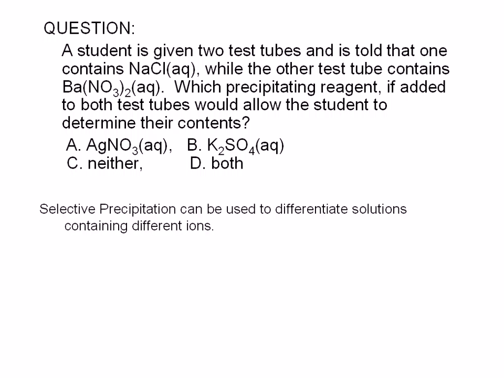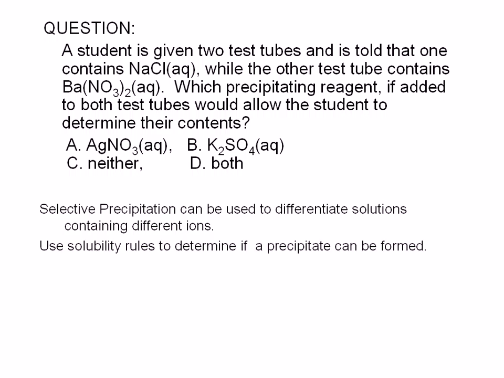A common way to differentiate solutions containing different ions is to add reagents that will cause precipitation in one but not the other. To predict if precipitation would occur, we use the solubility rules. Let's examine choice A. What would happen if we add silver nitrate to the two given solutions?